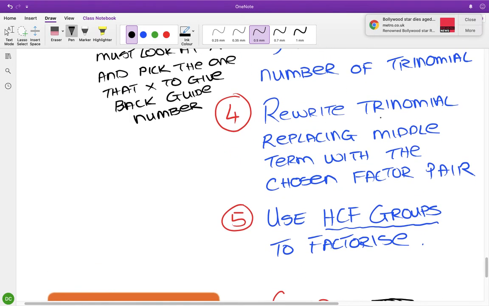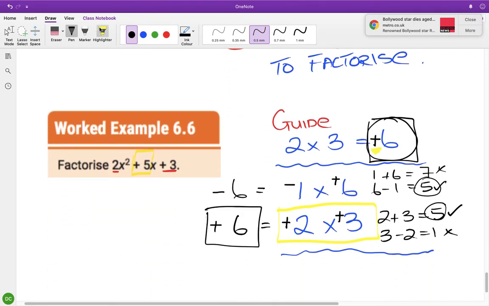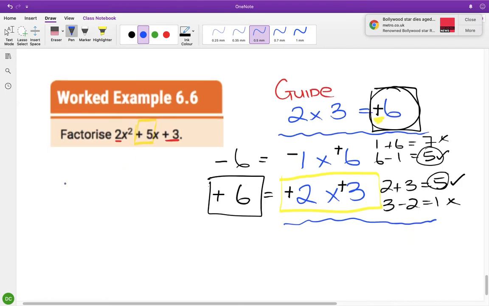Okay, so rewrite the trinomial, replacing the middle term with the chosen factor pair. Right, so back up to my trinomial. I do my 2x squared, and now instead of 5x, this was the one I chose, so I'm going to write plus 2x and plus 3x. Okay, so I wanted a plus on the 2 and a plus on the 3, and they're making up 5x, so they both get an x, and then you have plus 3 at the end.